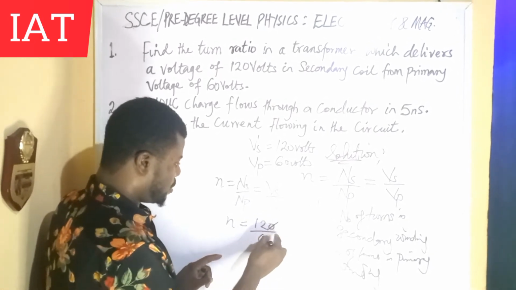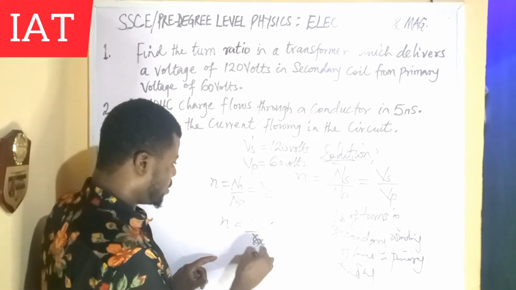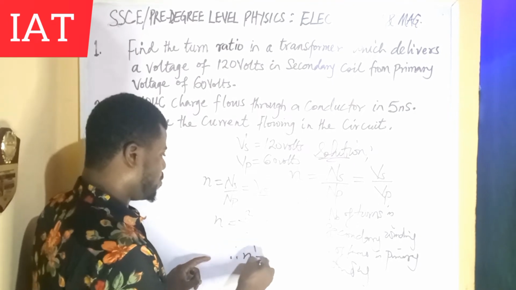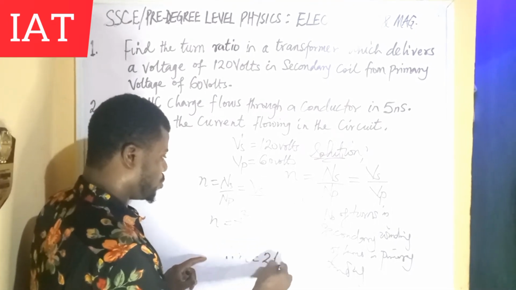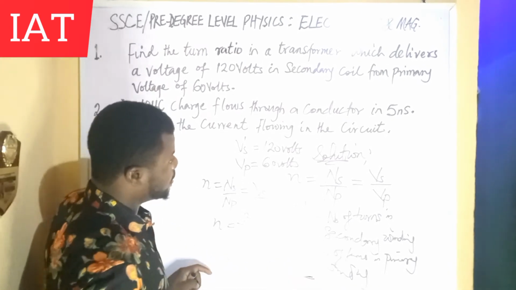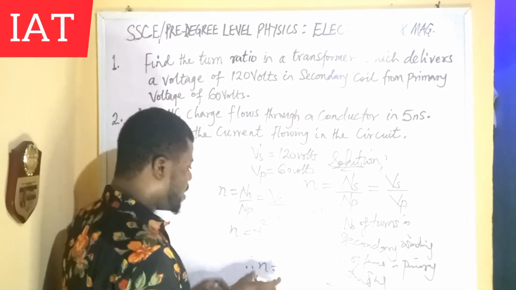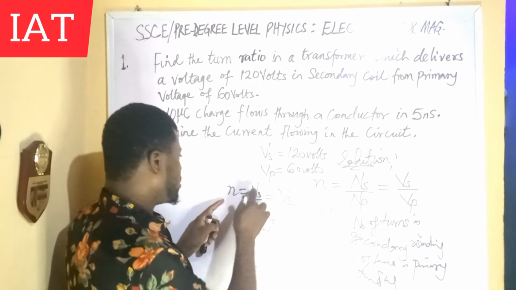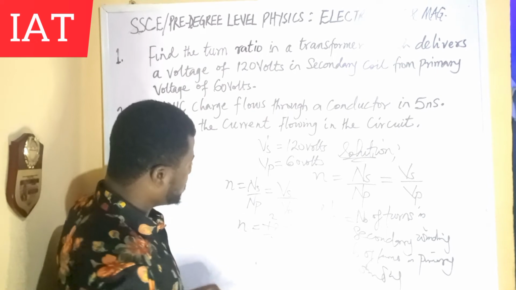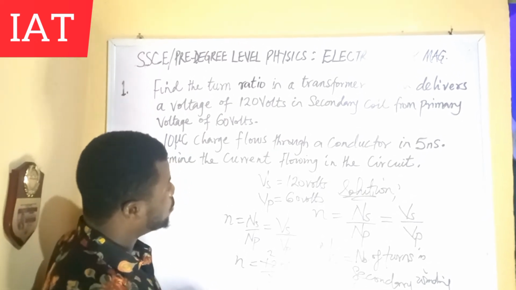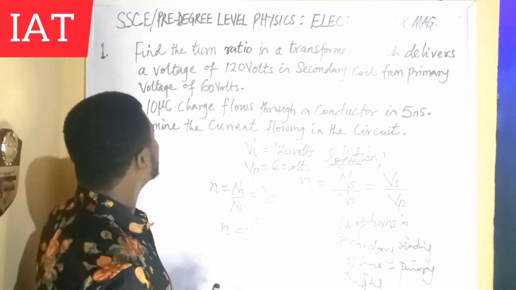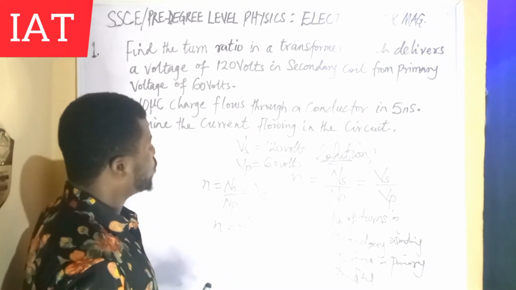If this cancels out, 6 into itself is 1, 6 into 12 is 2. Therefore, N will equal 2 turns. 2 turns, so that is the unit for it. So this is the answer. N signifies the ratio of the secondary turns to that of the primary. So that is the solution to the first question.